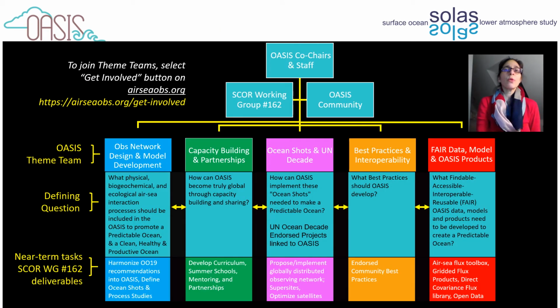So one final point to support the discussion on Oasis for a Clean Ocean. This is our Oasis organizational chart showing how we seek to work with community members across 5 theme teams. Each of these themes, developing the network and model design, capacity building and sharing, the UN Ocean Decade, best practices and interoperability, and FAIR data, model, and Oasis products can be tapped to support a clean ocean, but we need engagement from the community to help us learn how.